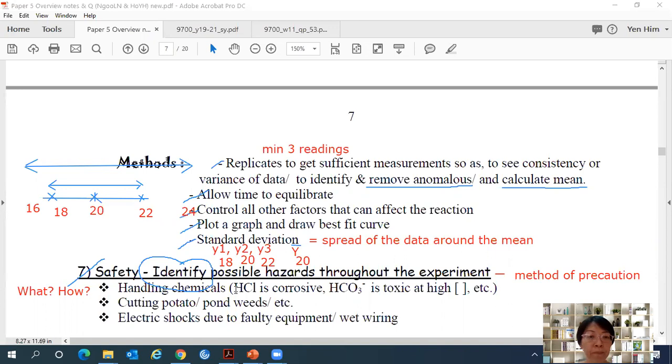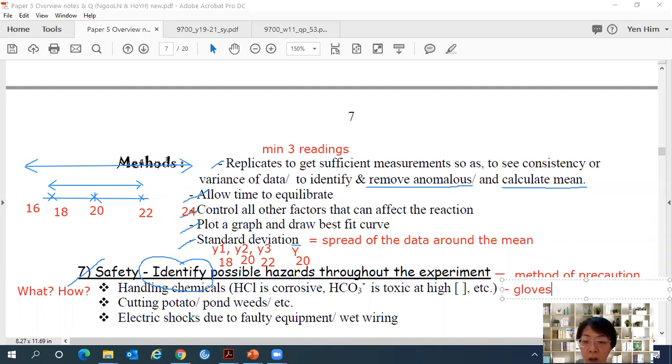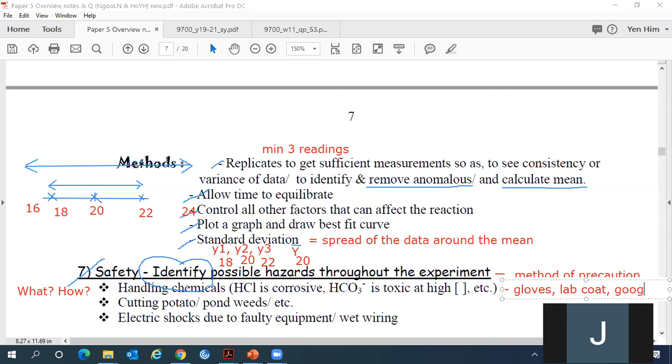Lin Zhongwei, what is the method that you will prescribe in your experimental plan for the safety precaution? Please do what, in order to prevent what? We need to wear gloves, lab coat, and goggles. Very good. Wear gloves, some more? Lab coat and goggles.